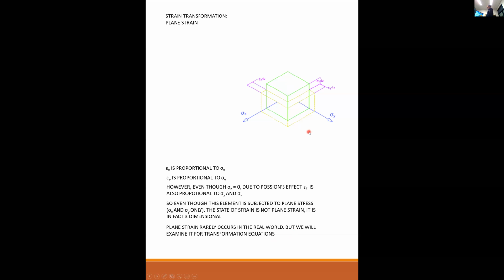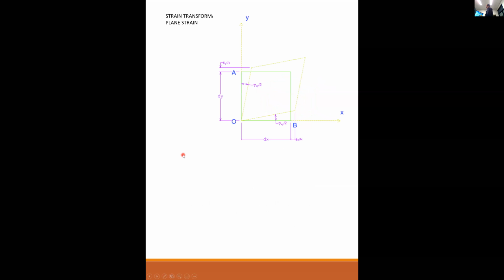In the real world, you could take a plate of material, stretch it this way, stretch it that way, and it's really very difficult to keep it from elongating or shortening in the z direction. You'd really have to have something restraining it to keep it from doing that. So it's not very common in the real world. Last example of this lecture will show this effect. Okay.